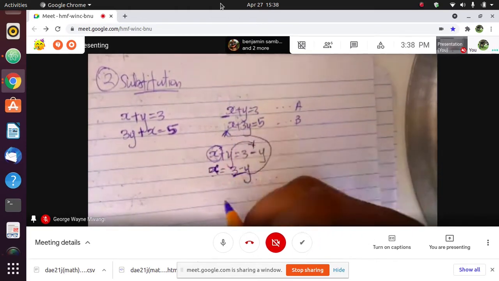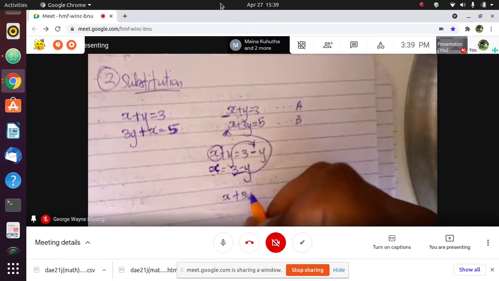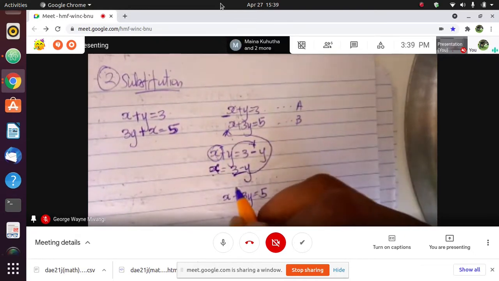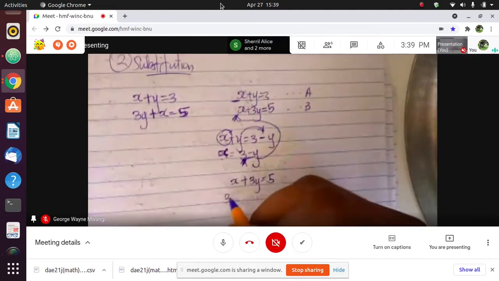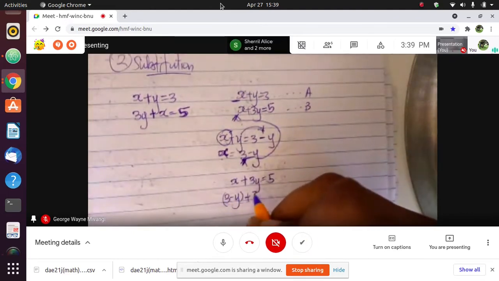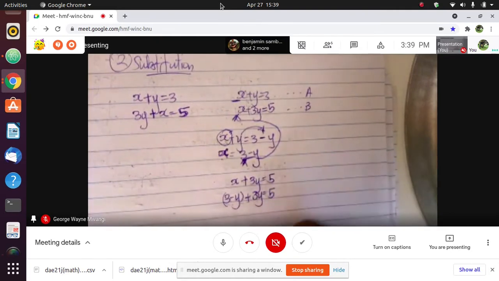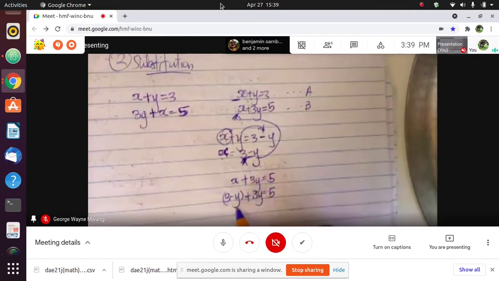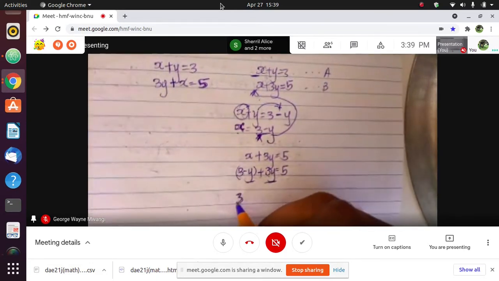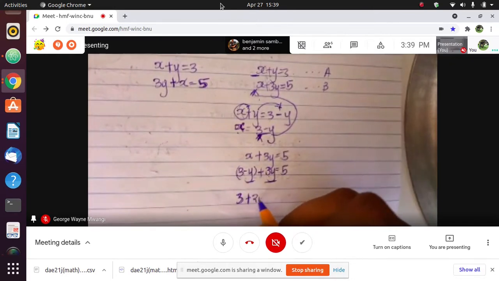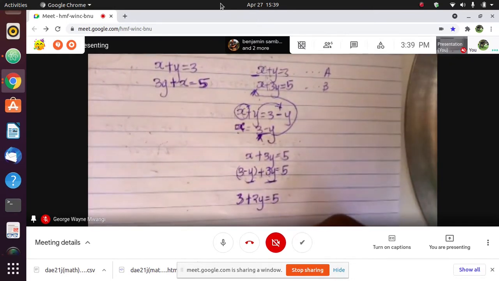So now, our second equation is x plus 3y is equal to 5. But the value of x is 3 minus y. So 3 minus y plus 3y is equal to 5. Now we no longer have 2 unknowns, we only have the unknown variable y. So opening the brackets, you get 3, then minus y plus 3y gives us plus 2y, is equal to 5.